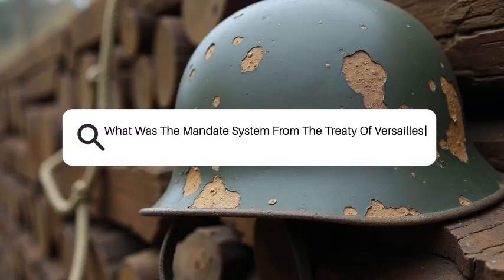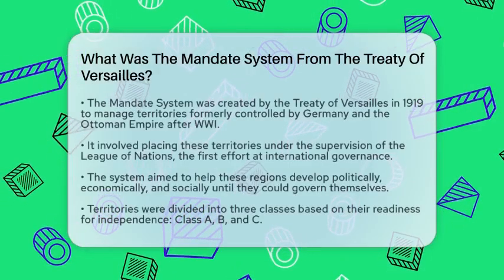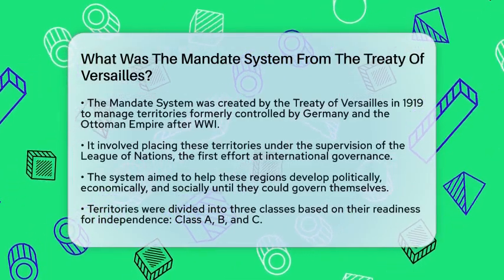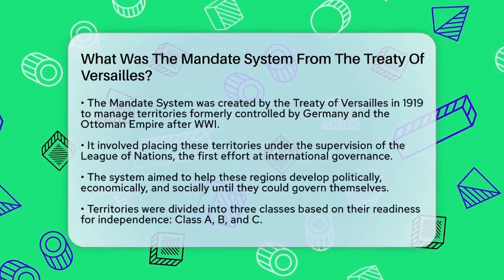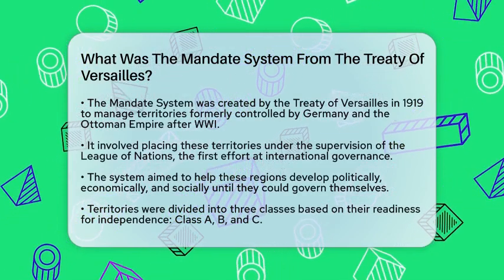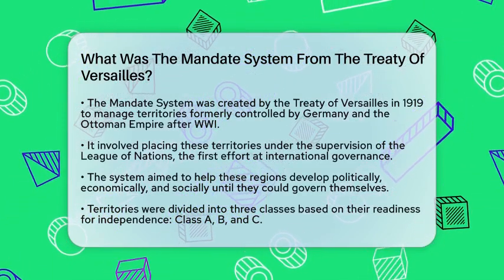What was the mandate system from the Treaty of Versailles? Imagine a world trying to rebuild after a devastating war, where new borders are drawn and nations are given a chance to grow. That's what the mandate system was all about.